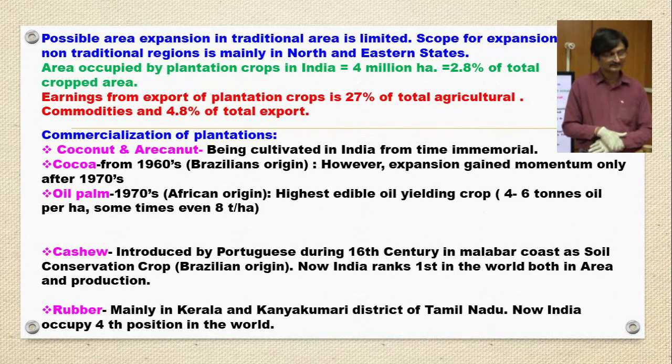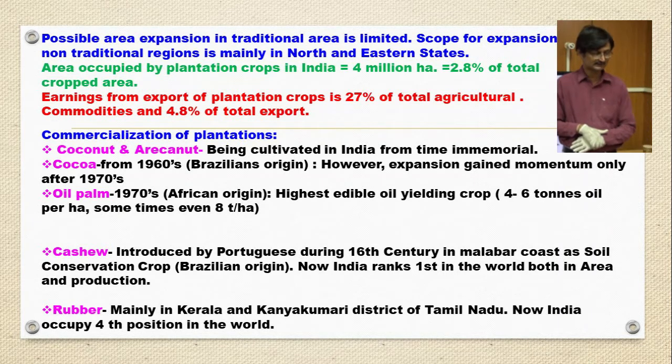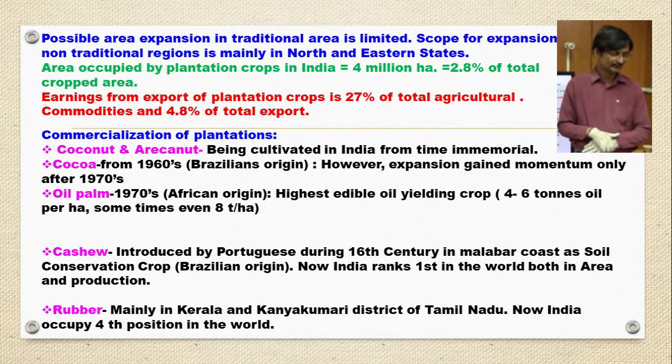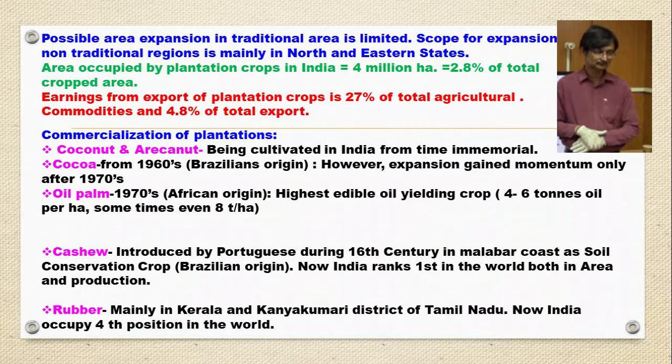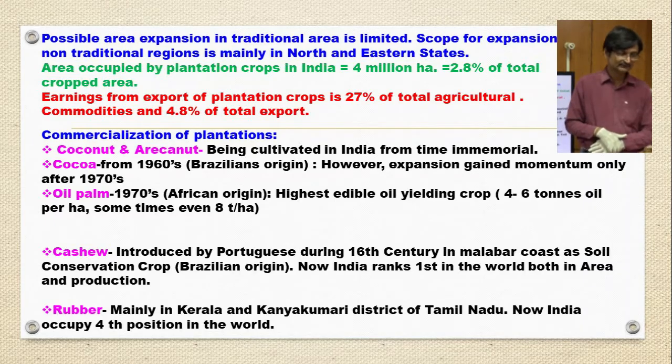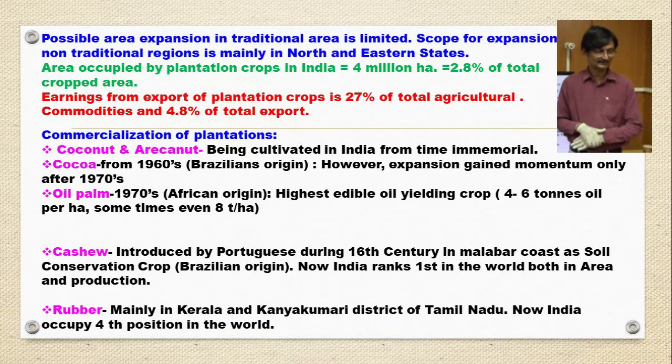Cashew, which is grown for its nut, though apple is also produced and some fermented product is prepared, but mainly it is cultivated for nuts. It was introduced by the Portuguese during the 16th century in the Malabar coast as a soil conservation crop, having Brazilian origin. Now India ranks first in the world in both area and production of cashew.